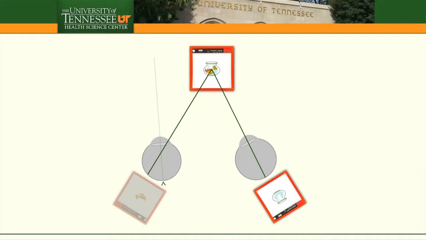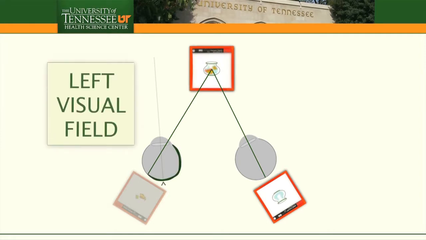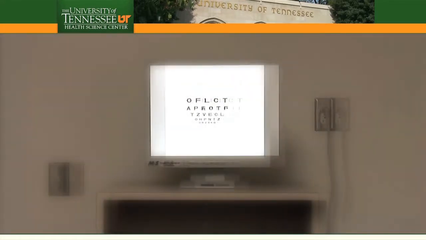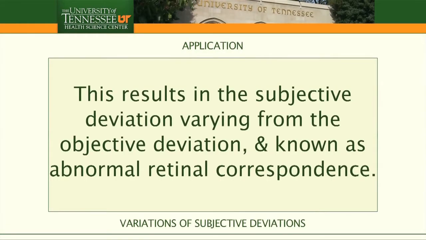Now the fovea of the deviated eye is subjectively located on nasal retina, and instead of corresponding to the fovea in the other eye, this point now corresponds to the temporal retina in the other eye. When total transformation of retinal correspondence in one eye occurs, binocular vision is no longer inharmonious, diplopia ceases, and fusion may occur. This results in the subjective deviation varying from the objective deviation and is known as abnormal retinal correspondence.